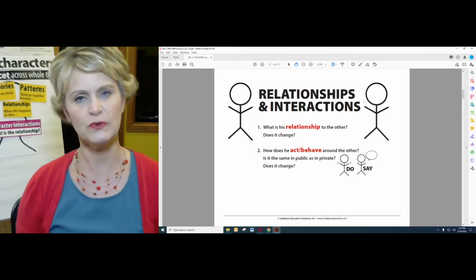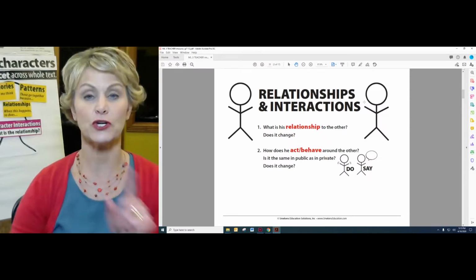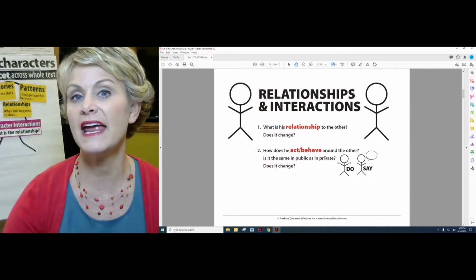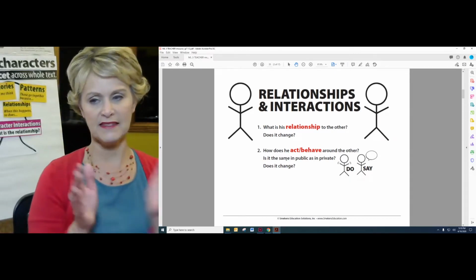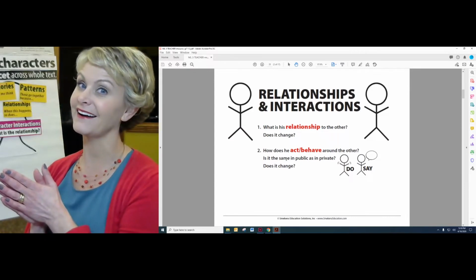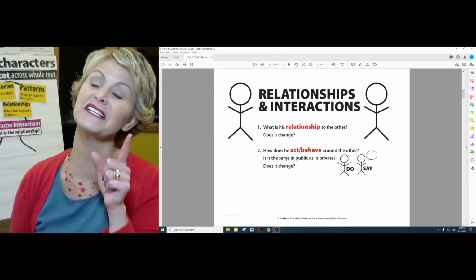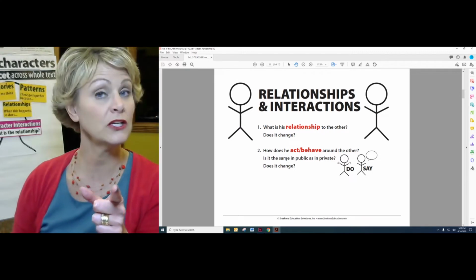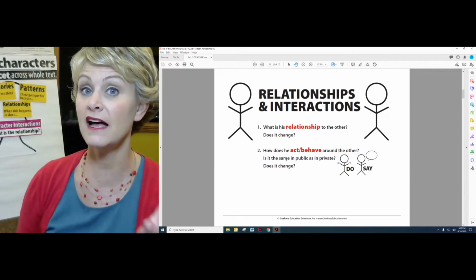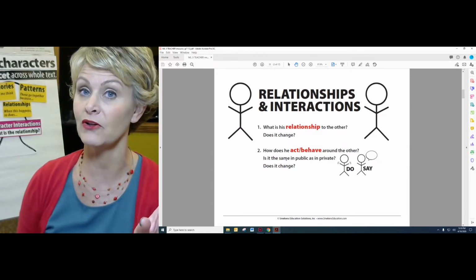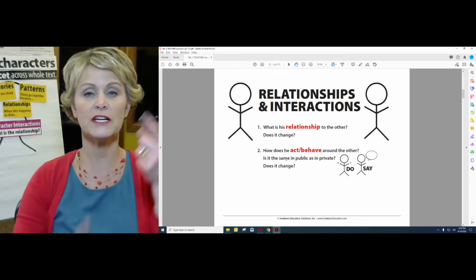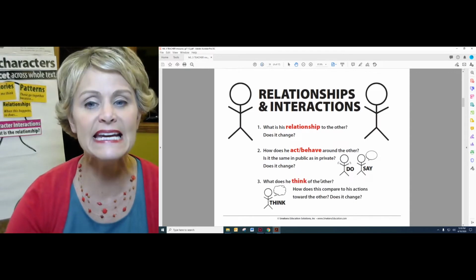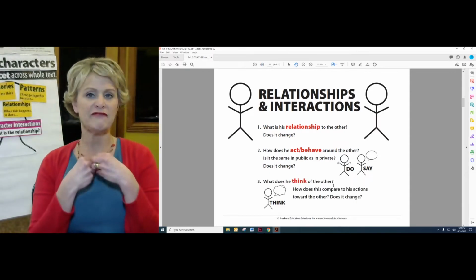Okay, so we want to look at their relationship, and does it change? How they act toward each other, speak to each other. Does it change? Ooh, here's a good one. And do they act differently when they're in a group than they are one-on-one? Oh, see, that starts to tell you a little more about their relationship. You got to notice these things. None of those details are by accident, people. Authors put those in there. We have to notice them. Okay, relationships, behaviors, and how they think and feel about each other.